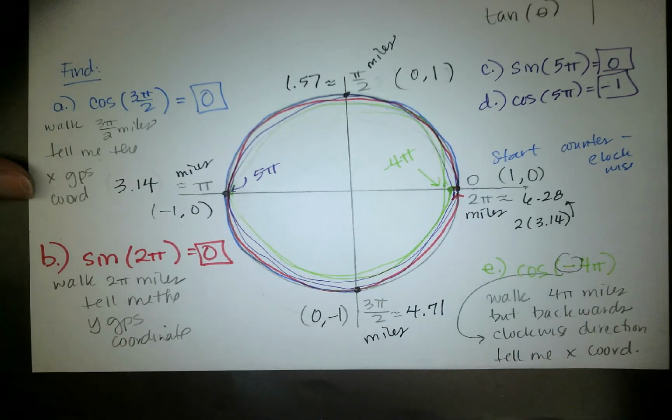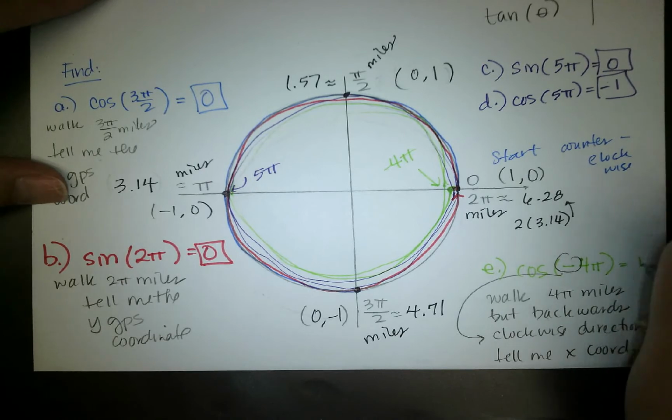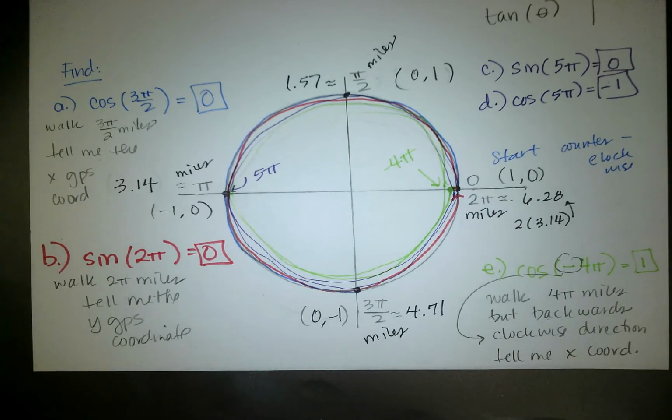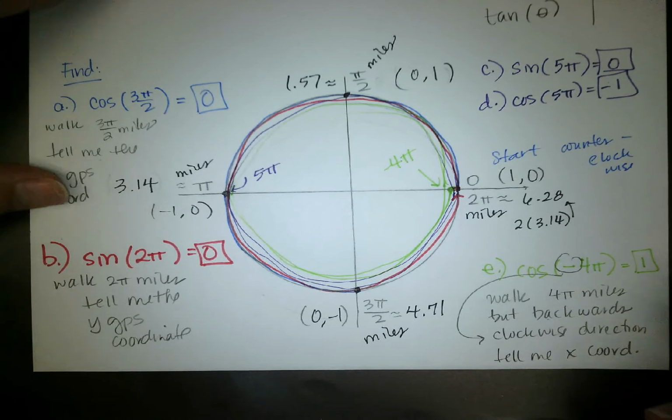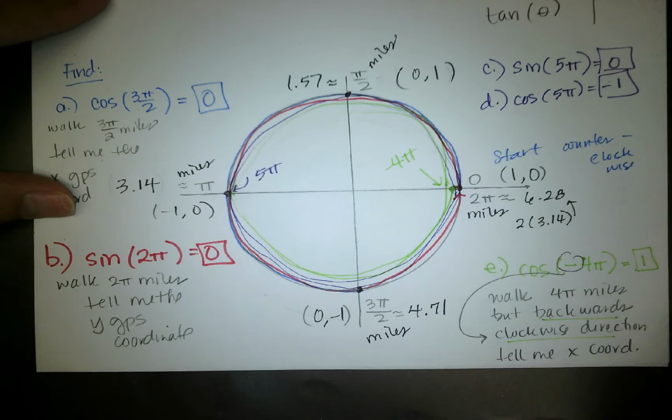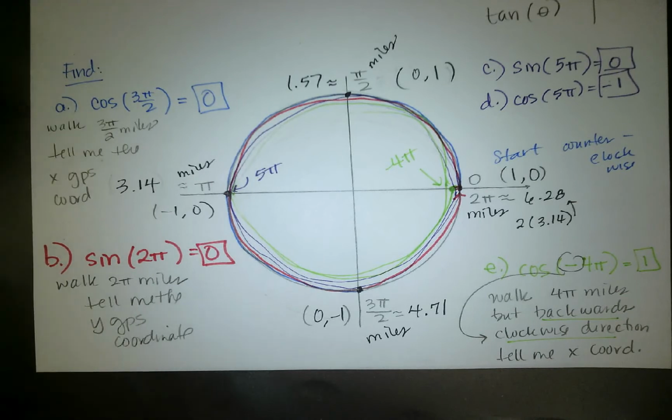Alright, so what is that cosine value? That is 1. So again, it does not mean your answer is going to be negative. It means you walk in the backwards direction. Okay, so the clockwise direction. That's what that negative means.